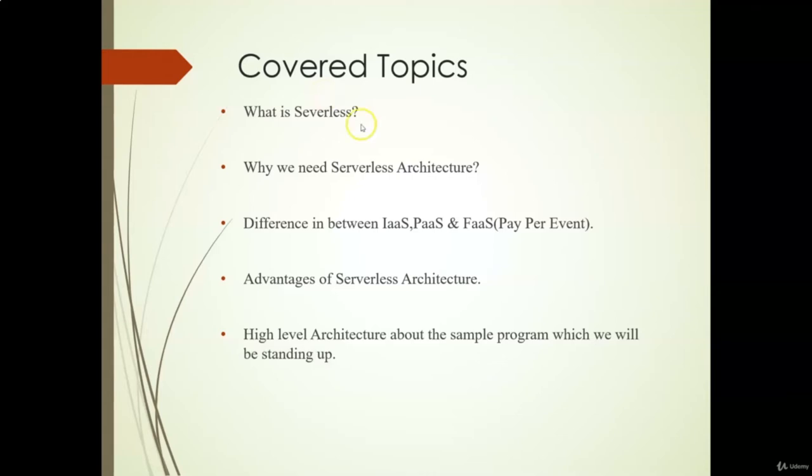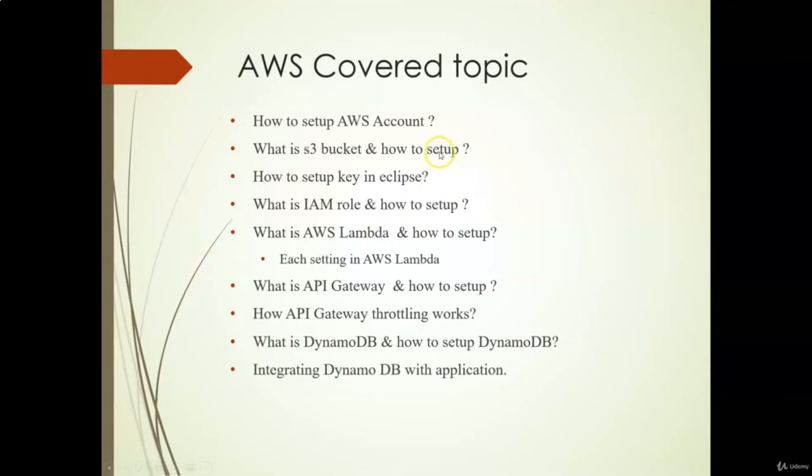Then the second topic, where we'll be quickly going more towards AWS specifics, where I will be talking about how to set up an AWS account, what an S3 bucket is, and how to set up a key in Eclipse. Since I'm going to do this entire implementation in Java, I'll be talking about key setup in Eclipse, which plugin you need, setting up an IAM role, and what AWS Lambda is and how to set it up. These are some of the initial steps we have to do before we go for AWS Lambda, where we will try to deploy our code.